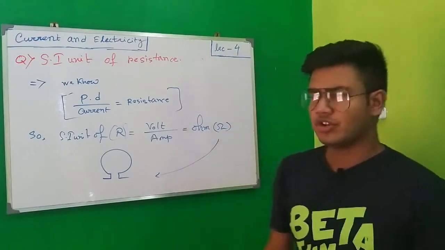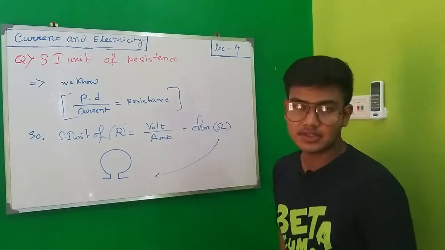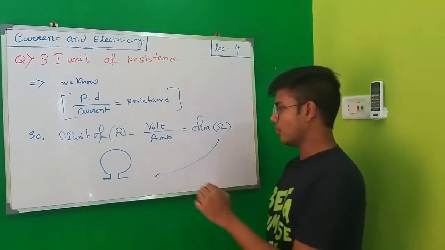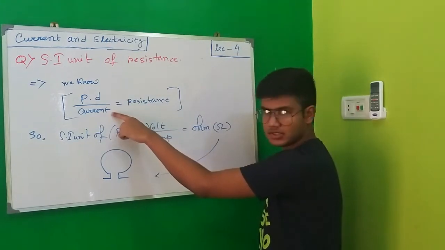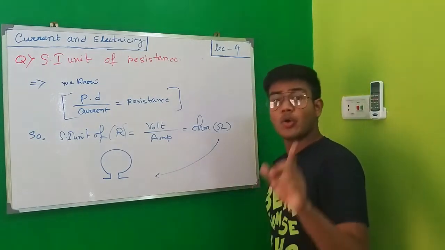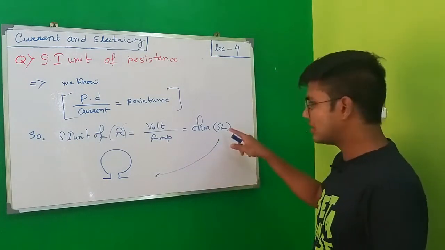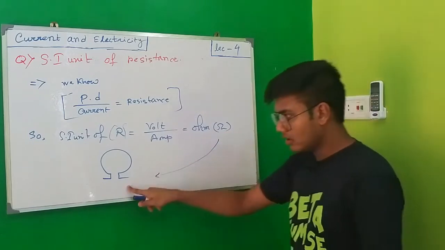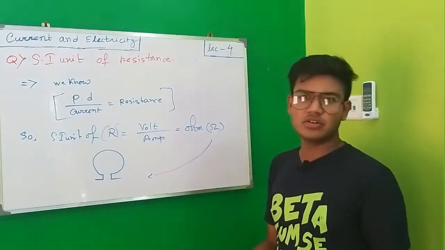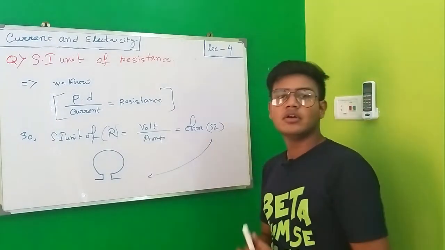Now the SI unit of that. Before that, we just learned that potential difference divided by current is equal to resistance. Now we can put in their SI units separately. So volt per ampere is the SI unit of resistance. We can also say that volt per ampere is equal to ohm. We use this symbol, capital Omega, which looks like this, instead of ohm. But if someone wants to write it in words, that is also possible. They can write it in words as well. So that is the SI unit of resistance.